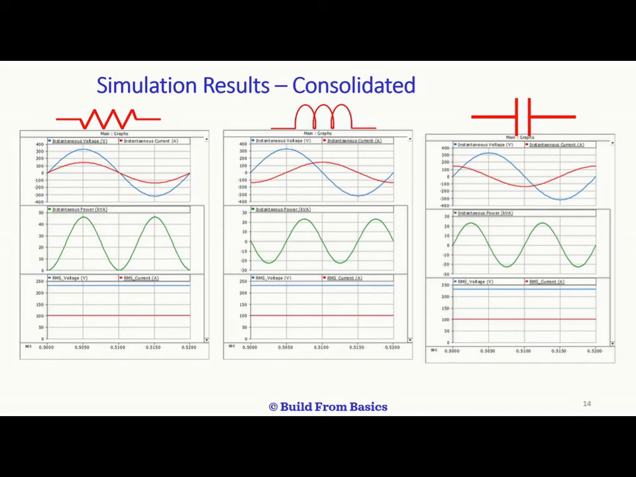Now that's all for today. As you see, here I have shown you the active power, basically the average active power. In the resistor it is 23 kilowatts, and in the inductor and capacitor it is 0.